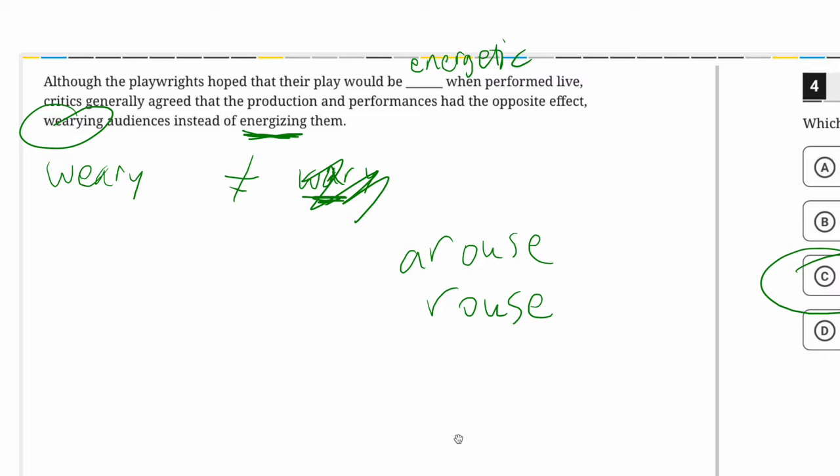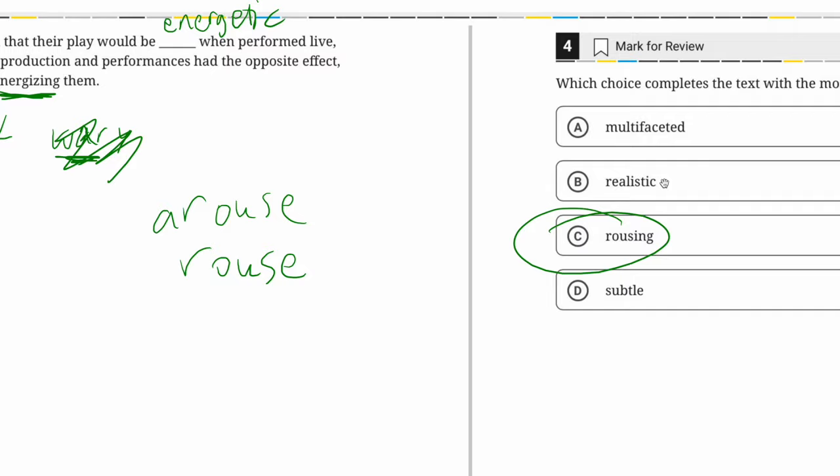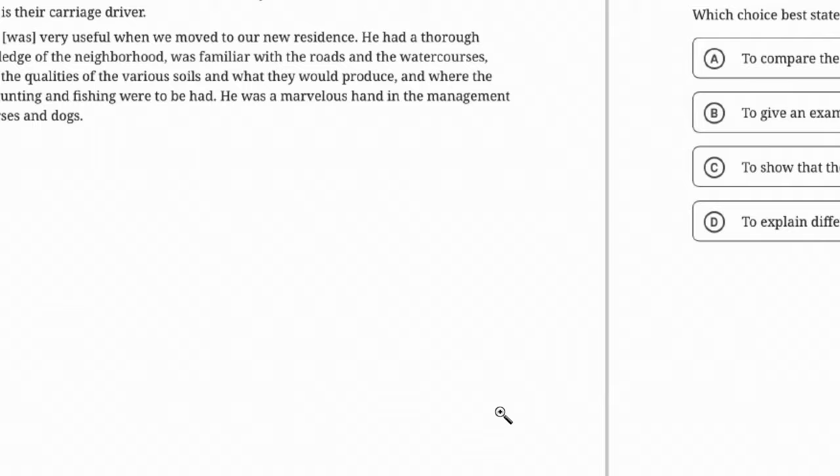So multifaceted just means it has, well, multiple angles or facets or aspects. And the others, I think you know what those mean, but they're not going to be the right words here. And on to a little more reading comprehension style questions. So the main purpose.